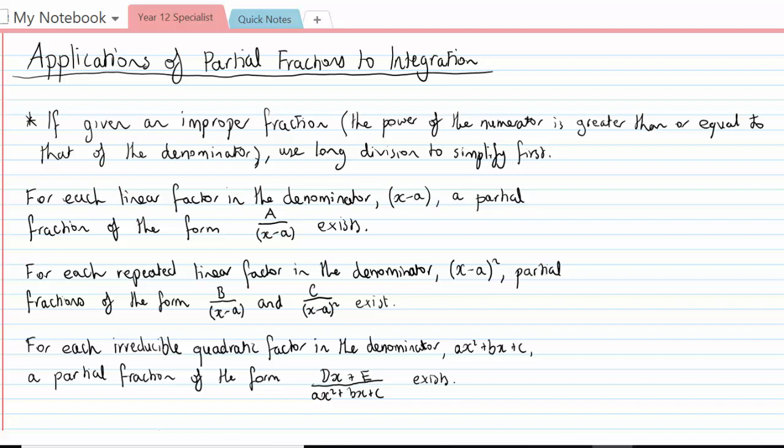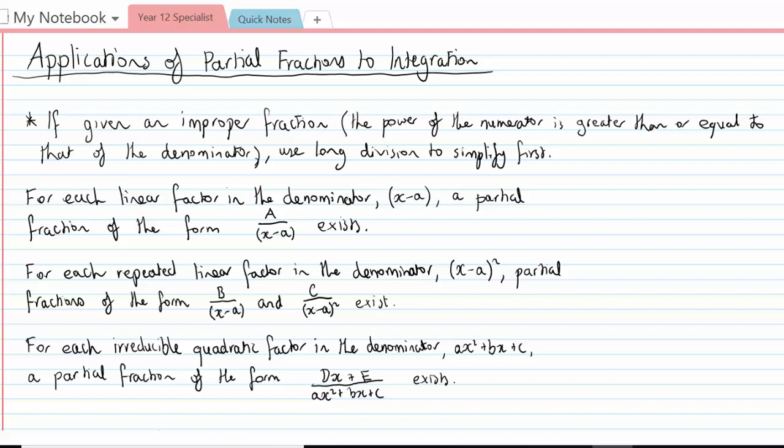For each linear factor, let's say it's x minus a in the denominator, there'll be a partial fraction of the form a on x minus a. For a repeated linear factor, x minus a squared, for example, then partial fractions of the form b on x minus a and c on x minus a all squared exist. This pattern actually continues for further powers. So, if we had a power of 3 there instead, then we'd also have a d on x minus a cubed fraction. But for the purposes of this course, we only need to worry about going up to powers of 2.